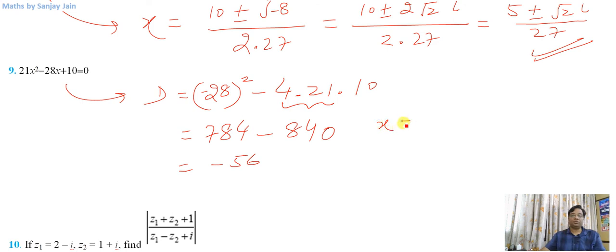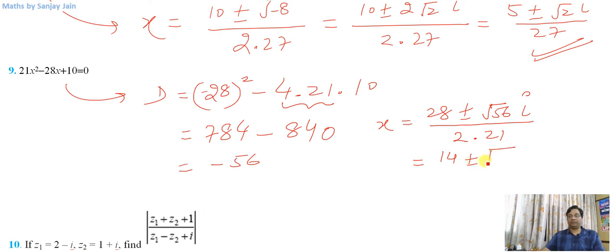Solutions will be 28 plus minus root 56 iota divided by 2 into 21. So can I take 2 common? Yes. It will be 14. I'll have to take 4 outside from it, so it will be 14 inside, and I'll have 21 iota. So this will be my solution.